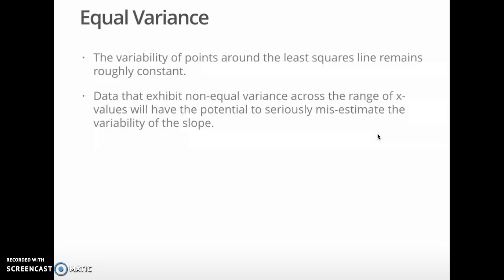The next piece is assessing equal variance or equal variability. So the idea is that the variability of the points around the least squares regression line remains fairly constant as I go across my x values. That means that I don't have the trend where larger values of x have larger variability in y, which looks something like a funnel, where it's funneling out or funneling in. So I want to have this sort of band across my regression line where it's approximately the same width as I go from my lower x values to my larger x values.